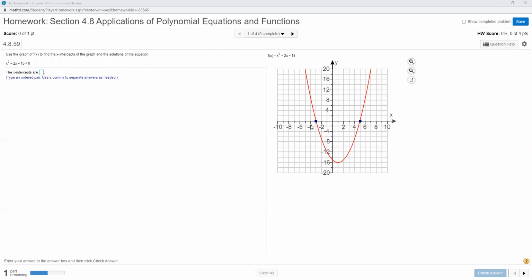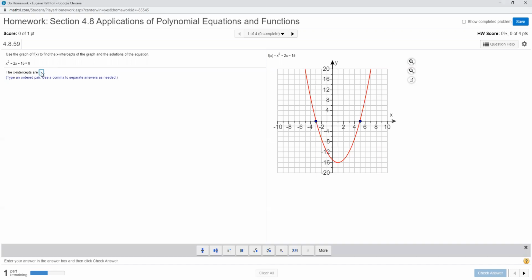So what I want to know is these two x-intercepts where it crosses the x-axis. And remember, on x-intercepts, you got to put them in as a point. So when I click in here, for the x-intercepts, I'm going to use these little ordered pairs down here on the bottom of the screen. So if I click that, I can put in my first ordered pair.